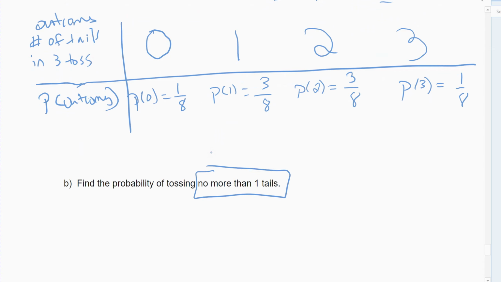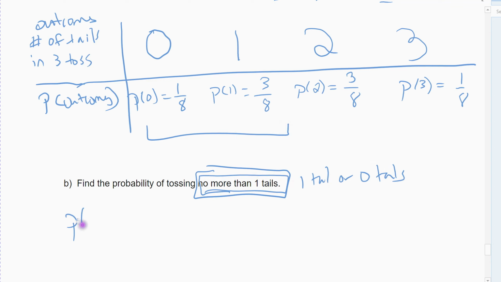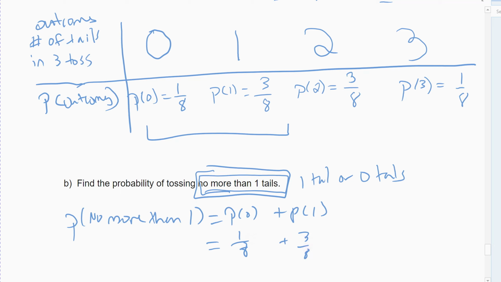Using the table, find the probability of tossing no more than 1 tail. Alright, no more than 1 tail would be the outcome where I get 1 tail or 0 tails. These 2 outcomes: 1 tail or 0 tails. So probability no more than 1, if you can read that. Well, it would be the probability of having 0 tails plus the probability of getting 1 tail. Well, 0 tails was 1/8. 1 tail was 3/8.